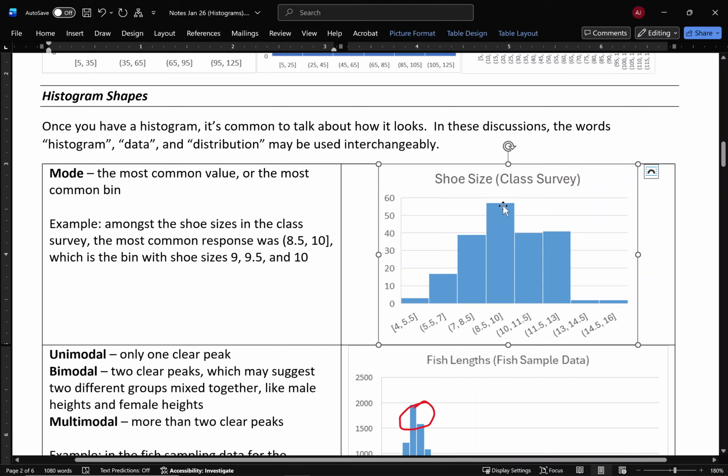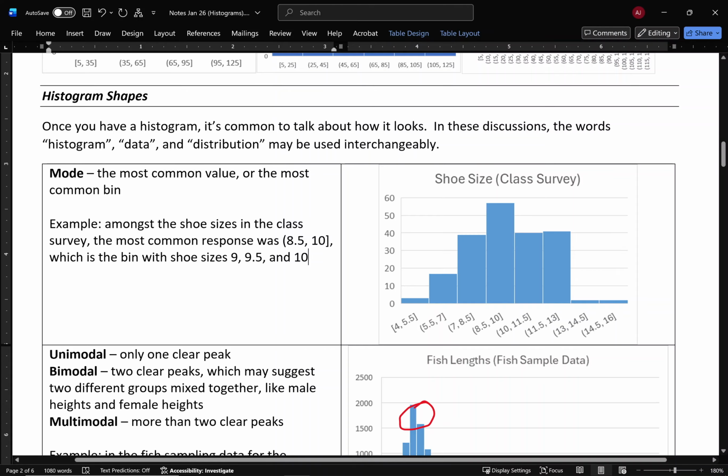So for example, in our shoe size data from the class survey, the most common interval for this particular histogram was 8.5 to 10, not including 8.5, but including 10. I think everyone answered in half sizes or whole sizes, so that would have been the bin that included 9, 9.5, and 10 for shoe sizes. That was the most common response with almost 60 people. So that would be the modal bin, or you could just call it the mode.